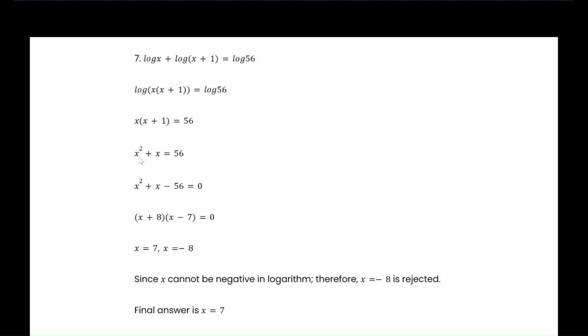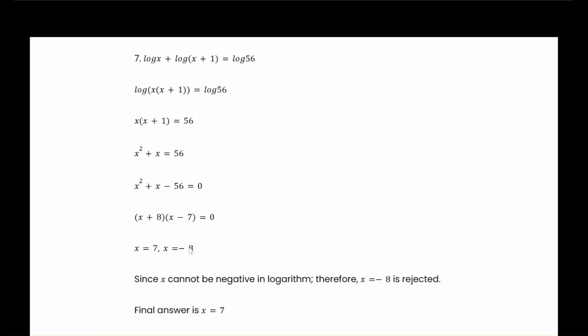Expand the brackets on the left hand side. Then we subtract 56 on both sides, so one side is 0. Now we have x squared plus x minus 56 equals 0. This quadratic can be factorized, so it will make something like this: x plus 8 times x minus 7 equals 0. To solve for x, we say x plus 8 equals 0 or x minus 7 equals 0. So we have x equals 7 or x equals negative 8.